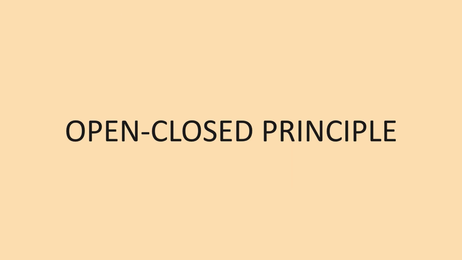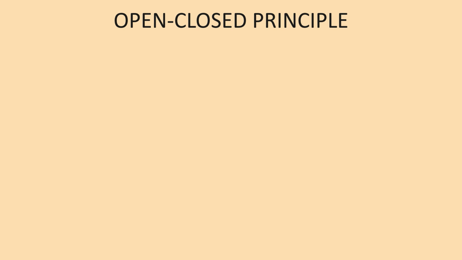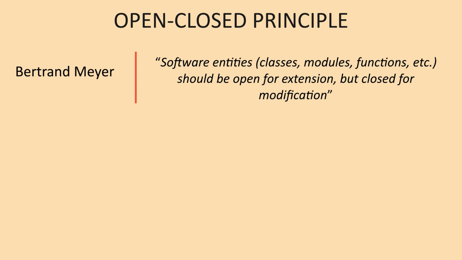The next principle we are going to look at is the open-closed principle. The open-closed principle says software must be open for extension but closed for modification. When we hear this the first time, it might sound like an oxymoron, but it is not when we actually understand this principle correctly. This principle was first introduced by Bertrand Meyer, and he says software entities such as classes, modules, and functions should be open for extension but closed for modification.